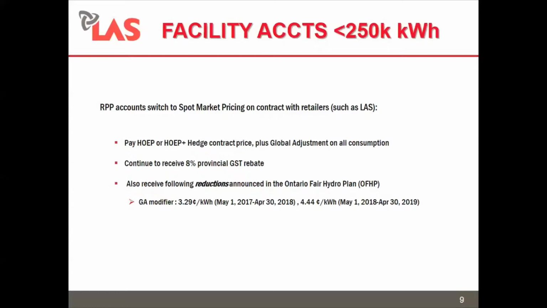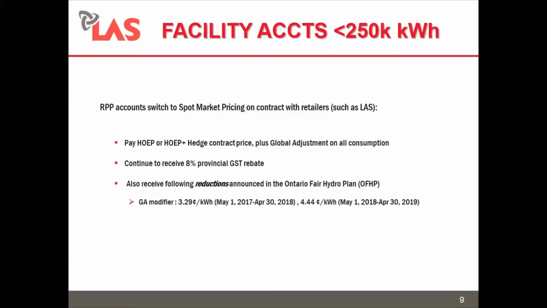So for the time period from May to April 30, which is the current period, the deduction or the credit, the GA modifier, is 4.44 cents. So when you switch from your RPP, you pay spot market rate plus GA. Then you will get this 4.4 cents deducted from the fair hydrant line. Then you will also receive the 8% GST. So these two portions, the 8% GST rebate and the deduction from the fair hydrant burners, have no change.